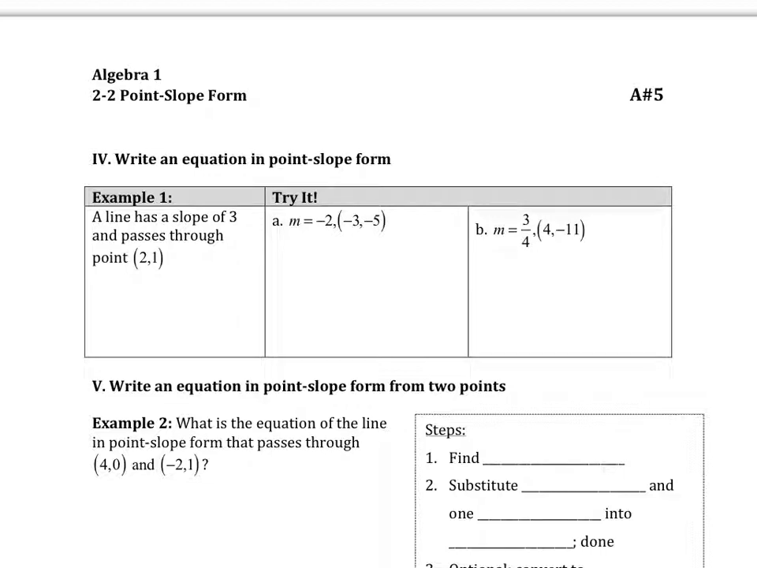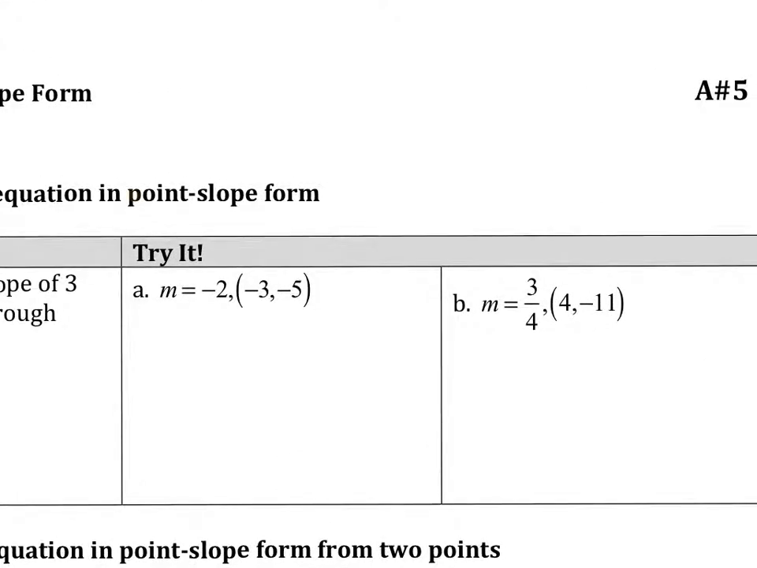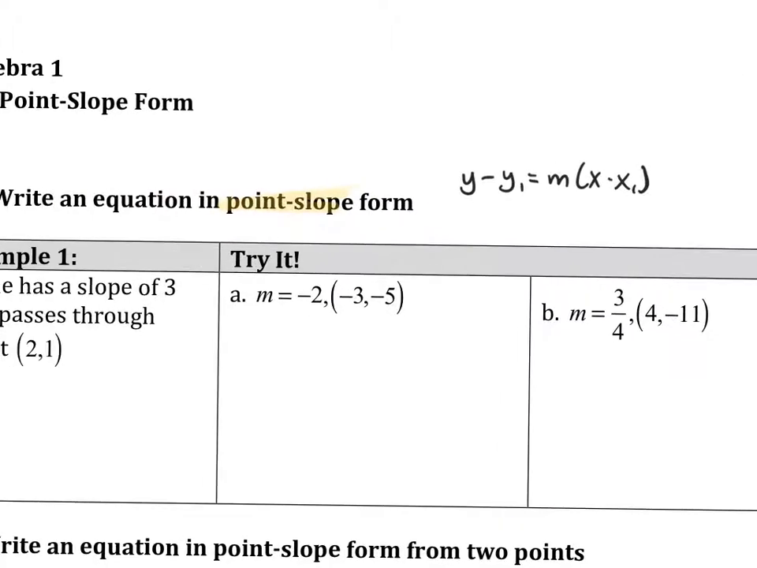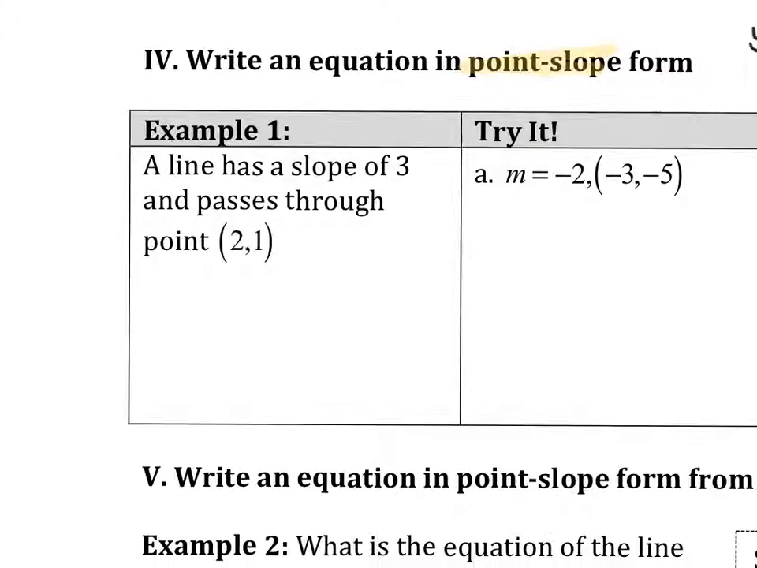So notice on the next page our instructions say this: write an equation in point-slope form. So don't forget, whenever we see that phrase point-slope form, we should always think, and it's even better to write down, y minus y1 equals m times x minus x1, like so. So over here on example 1, a line has a slope of 3 and passes through point 2, 1. So a couple things I can note here is that my 3 is my slope, so that's my m. 2 is my x1, and 1 is my y1.